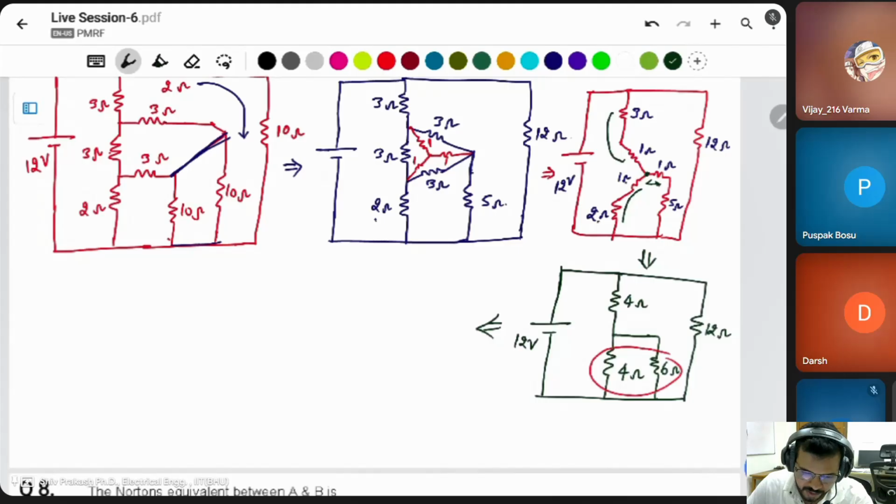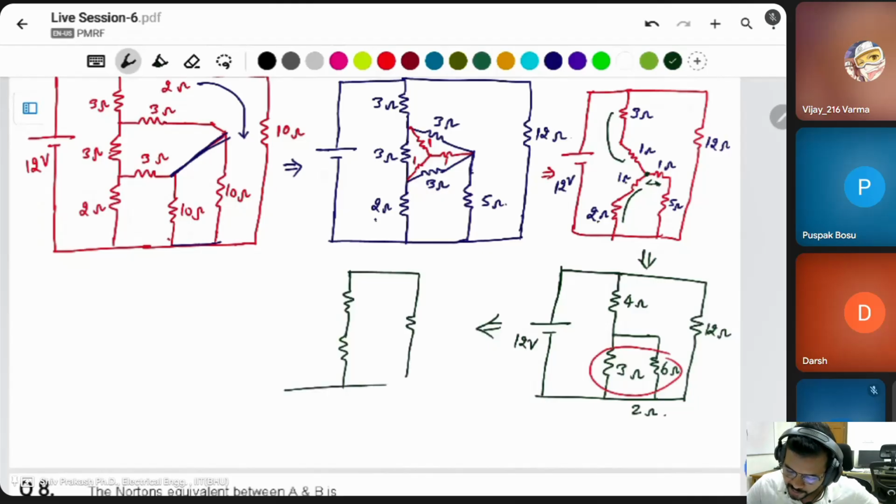This is 3 ohm, this is 3 ohm, this is 2 ohm, 3 ohm, 3 ohm. In this case, you can see these three resistors are connected in delta connection. Then you have to simplify it to star. If you take a star, all of the resistors are of equal value, 3 ohm. Then you directly divide by 3 for conversion to star: this is 1 ohm, this is 1 ohm, this is 1 ohm.